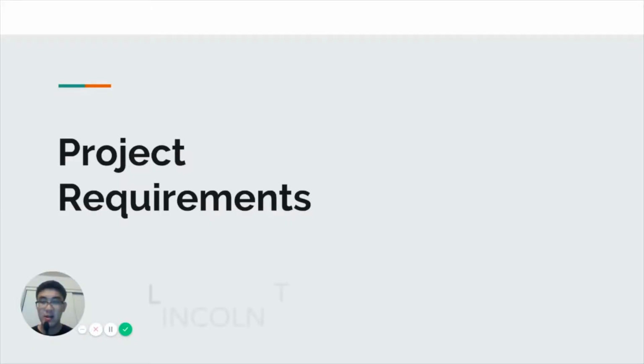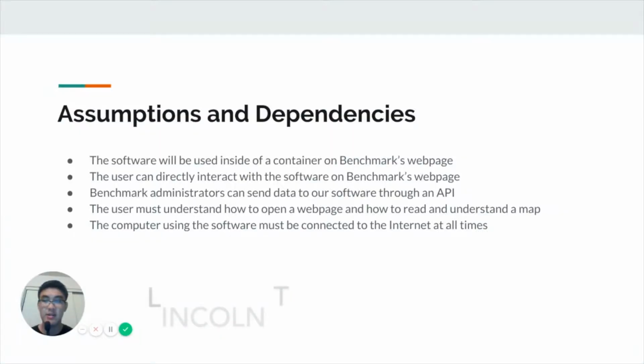Alright, my name is Lincoln and I'll be talking about the project requirements. Some assumptions and dependencies. We will be creating code that will work in conjunction with Benchmark's code inside of their container and that will directly interact with each other. Benchmark will also be allowed to send data to our software through an API to update. Users must know how to use a web page and understand how to read a map, as well as have a device that's connected to the internet at all times.